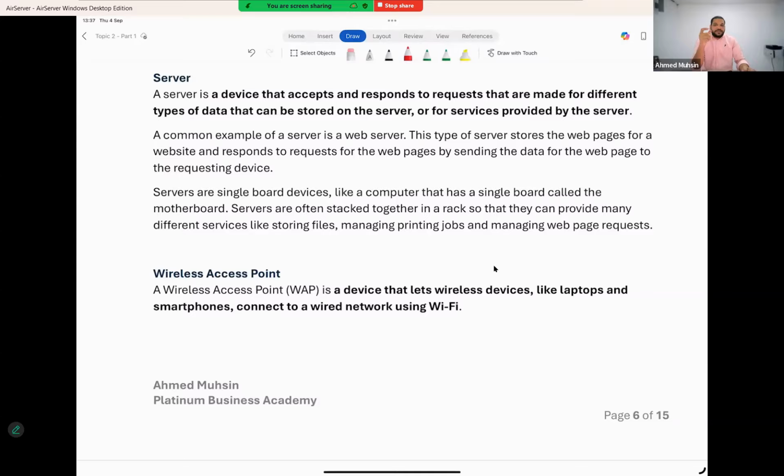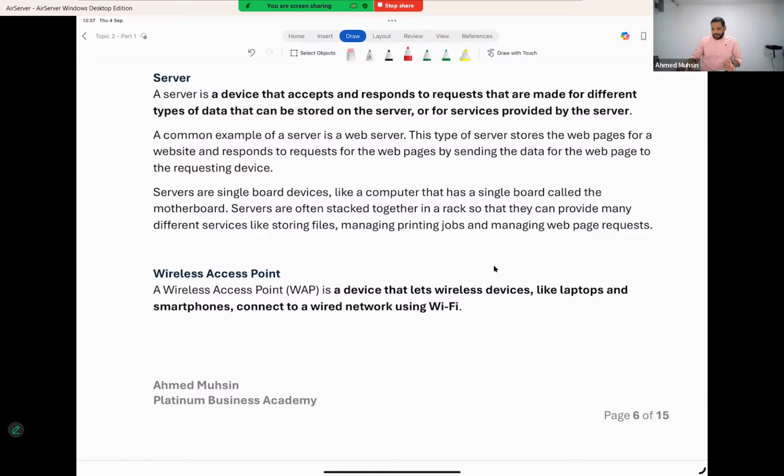Then guys, we have another device called a wireless access point. Okay, can you all first read it? After we'll draw a diagram. Everybody read the wireless access point below. A wireless access point is a device that lets wireless devices like laptops and smartphones connect to a wired network using Wi-Fi. That's so confusing, right? Wi-Fi is wireless, right? Smartphones also connect wirelessly, right? How do they connect to a wired network?